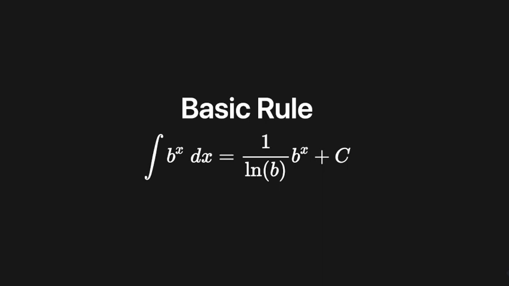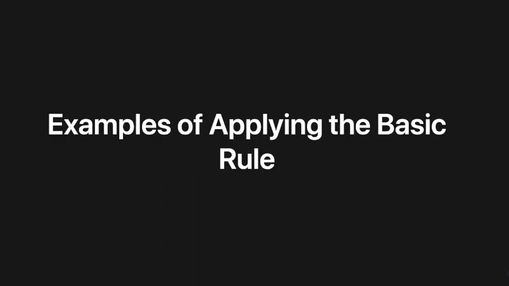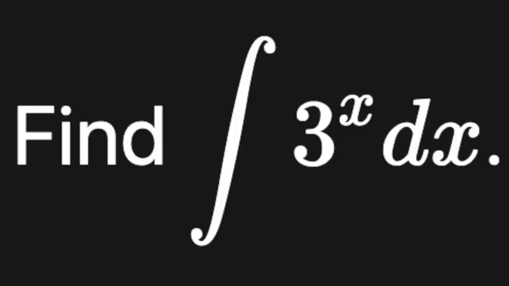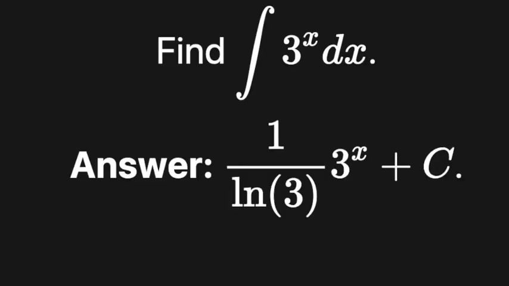We will talk about why this rule is what it is in another video, but for now let's see how it can be applied. First, let's look at a basic application. What is the indefinite integral of 3 to the x? This is pattern matching. The b in the base here is 3, so the indefinite integral is 1 over natural log of 3 times 3 raised to the x.